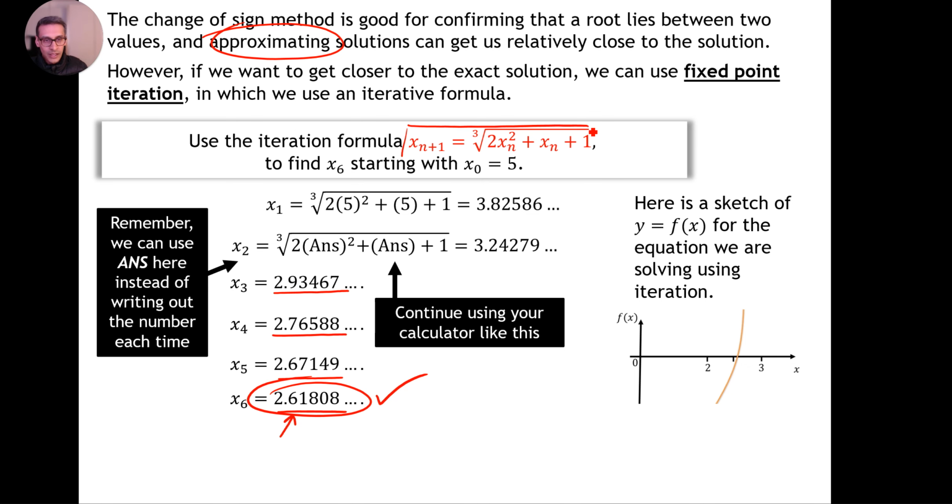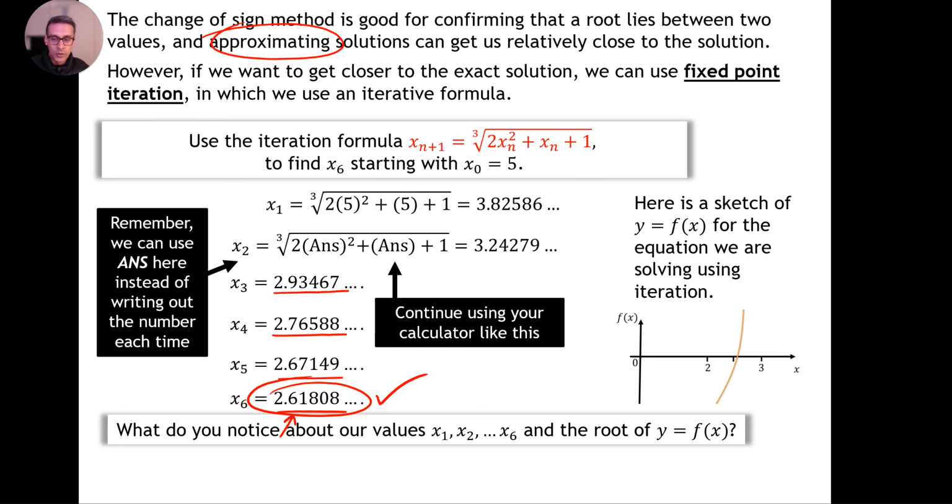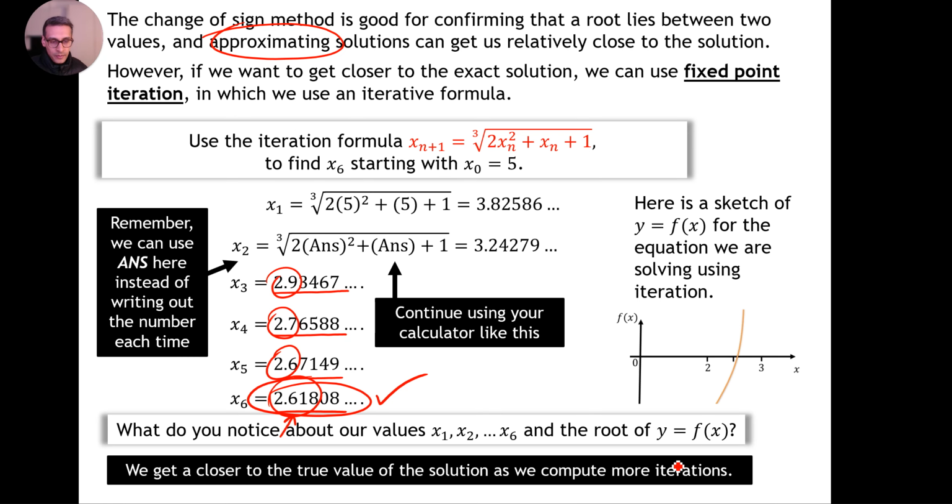And just again to recap, you don't really know why this works. It is a bit beyond GCSE for now, but I'll put an extra video at the end that shows you if you want to, if you're curious about it. So what you should notice about these is they all get closer and closer to a specific value, and that will help us get closer to the answer.